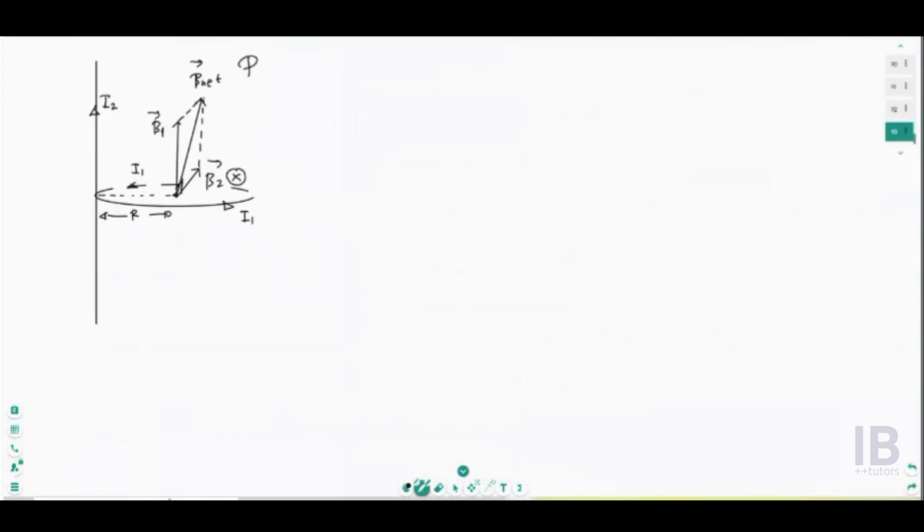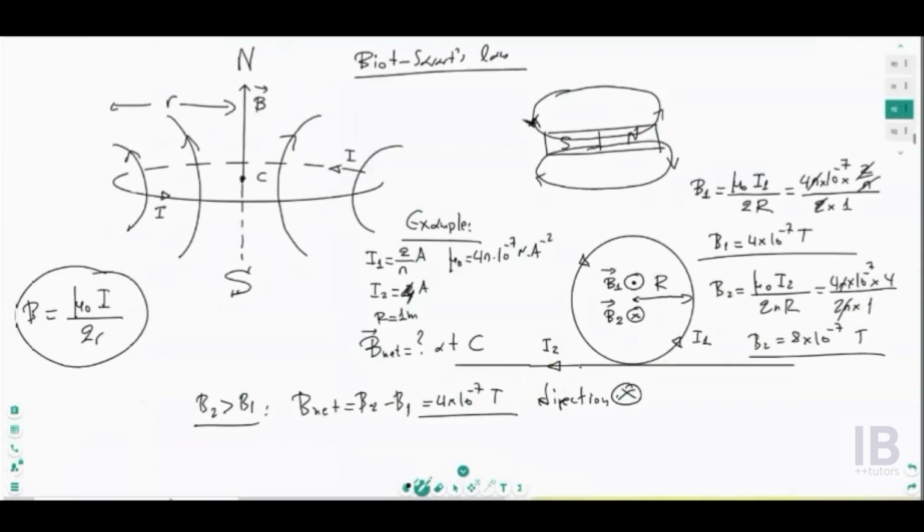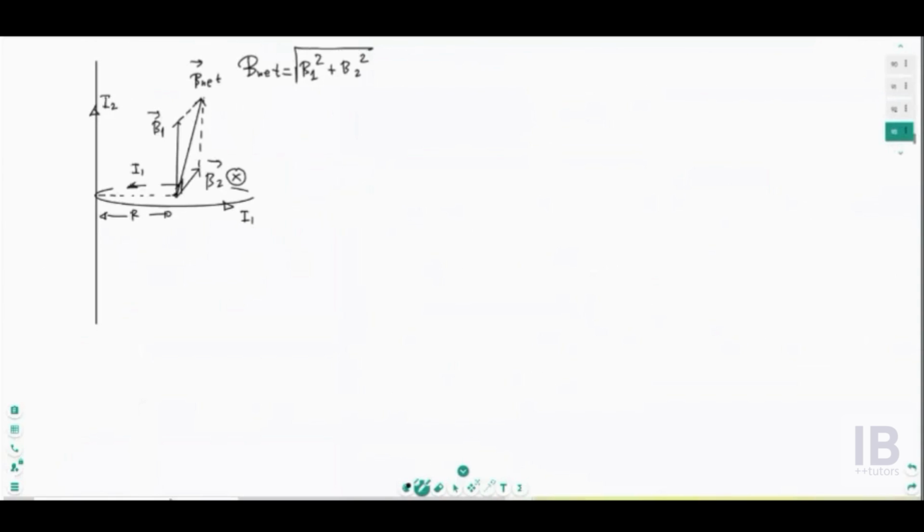In this case, what is the difference? B net should be given by the Pythagorean theorem. So the same magnitudes like previously, 4 times 10 to negative 7, and 8 times 10 to negative 7 remain the same. But you don't just add or subtract now, because the two vectors are not on the same line, not collinear to be precise. So you just do the Pythagorean and you are finished. Any questions? No. Okay, one more to finish it.